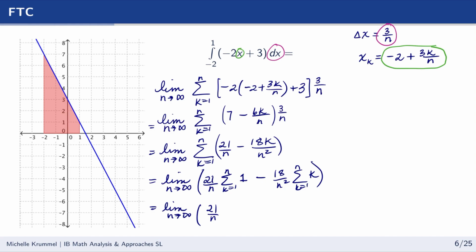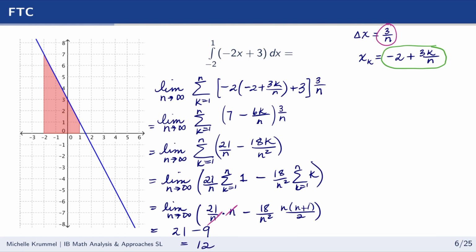The sum of 1 from k equals 1 to n is n. And the sum of k from k equals 1 to n is n times n plus 1 over 2. And then we can go ahead and take the limit here. So we've got 21, and then our leading term here is going to be 18n squared, and in the denominator 2n squared, so minus 9. 21 minus 9 is 12.